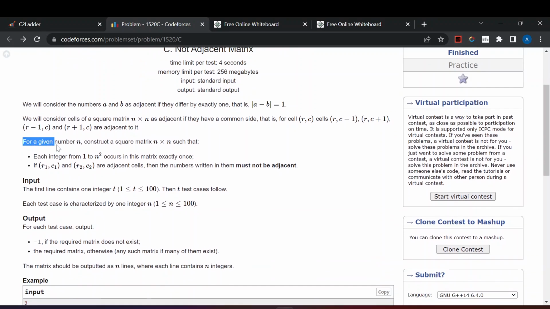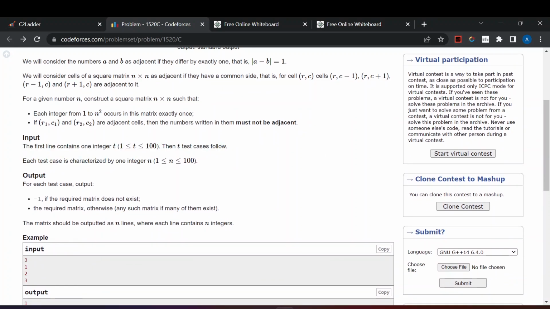So we are given an integer n, and we have to print a square matrix n into n such that the values in the matrix are unique and they are in the range of 1 to n square. And if R1 C1 and R2 C2 are adjacent cells, meaning they share a common side, the numbers written in them must not be adjacent. So values at these two cells must not be adjacent. That means their difference must not be equal to 1. So we are given T and N, and we have to print the matrix, and if there is no solution we have to print -1.